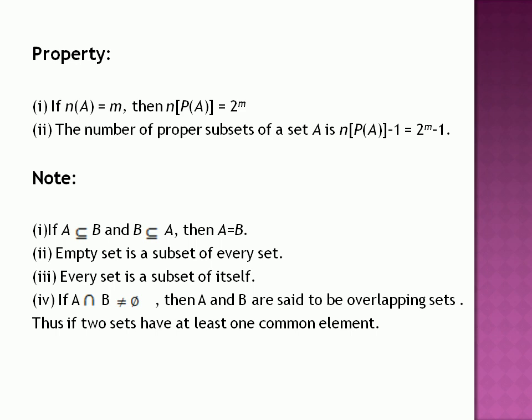And the fourth one, if A intersection B is not equal to ∅, there are common elements between the two sets, then A and B are said to be overlapping sets. If there are no common elements, you have to say it is a disjoint set. If you have common elements in both A and B, it is an overlapping set. Thus, if two sets have at least one common element, they are overlapping sets.